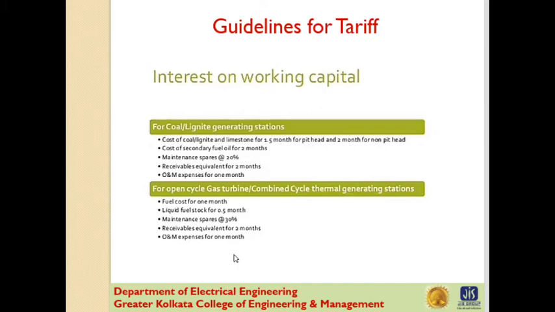Cost of secondary fuel oil for 2 months. Maintenance spares at 20%. Receivables equivalent for 2 months. O&M expenses for 1 month. For open cycle gas turbine or combined cycle thermal generating station, fuel cost for 1 month, liquid fuel stock for half month, maintenance spares at 30%, receivable equivalent for 2 months, O&M expenses for 1 month.